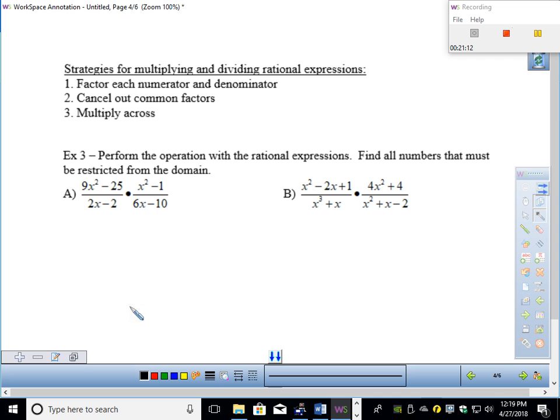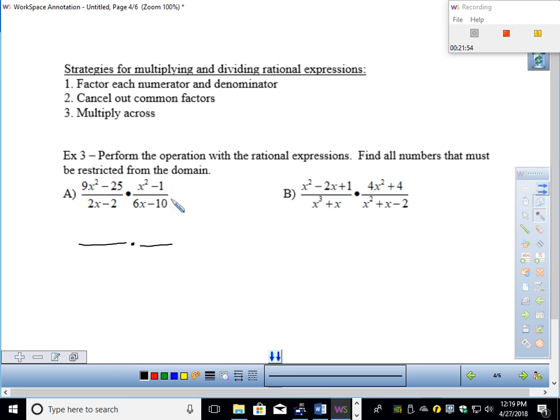Okay. Well, example 3. It reads, perform the operation with the rational expressions. Find all numbers that must be restricted from the domain. Perfect. Big multiplication symbol in between, so it's this rational expression times this rational expression. And very simply what I'm going to do is rewrite each of those in terms of its factors. So I'm going to factor the left numerator, the left denominator, the right numerator, right denominator.